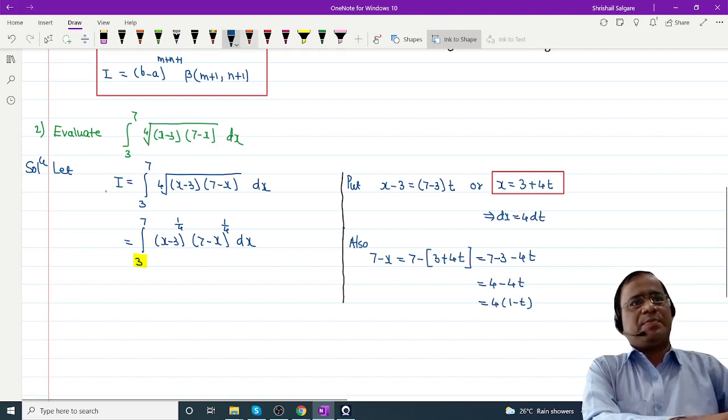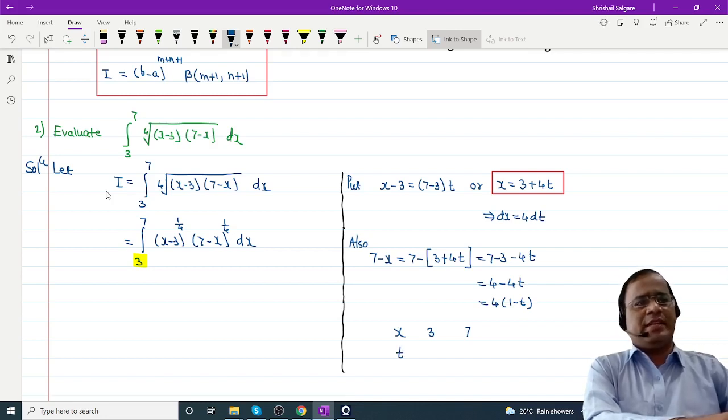Now the limits part. Anyone tell me the limits? What are the given limits? Given limits, x is equal to 3, x is equal to 7. What are the limits for t? So you can use this substitution. If you substitute x is equal to 3, what happens? Because of this factor, remember, 3 minus 3 is 0. That is t is 0.